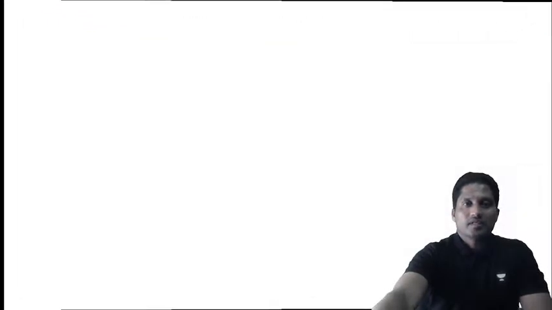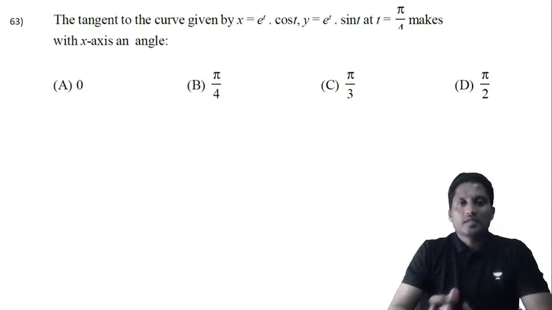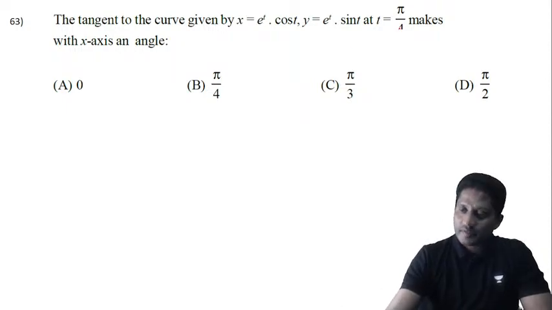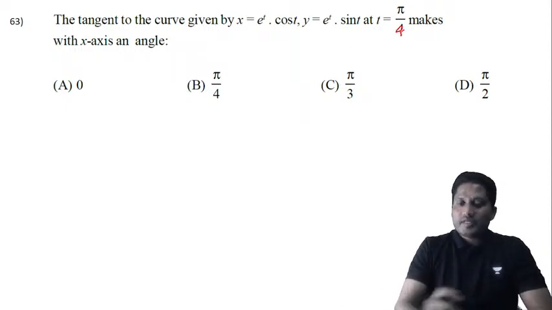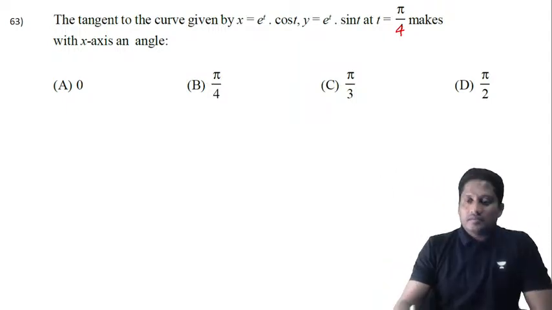Right, question number 63. The tangent to the curve at t is equal to pi by 4. This is pi by 4. Makes with x-axis an angle.